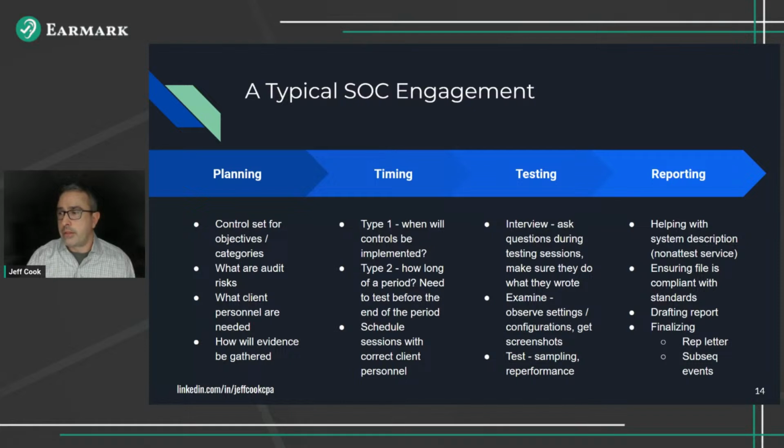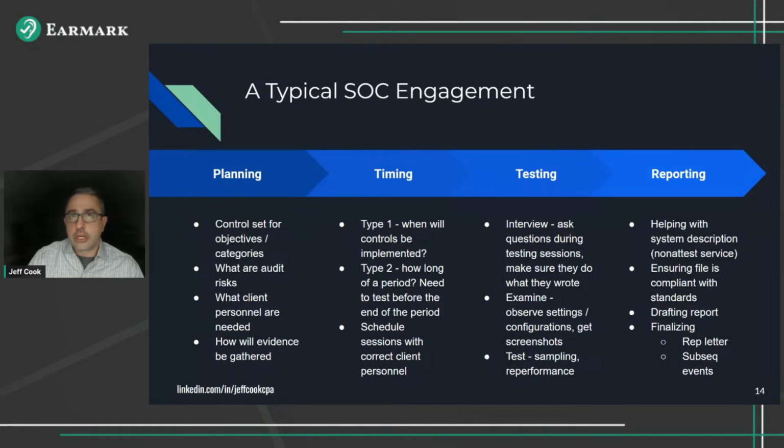So big factor there. Again, timing. If we're doing type 1, when are the controls going to be implemented? So if they're saying we'll have them implemented by the beginning of December, okay, let's aim for a December 31 type 1 maybe. If it's a type 2, how long of a period do you need? You need to test before the end of that period, because let's say if they want to do a 6-month SOC 2 type 2 ending in December, we want to make sure we get out there in December because there's certain controls you need to test during the period.